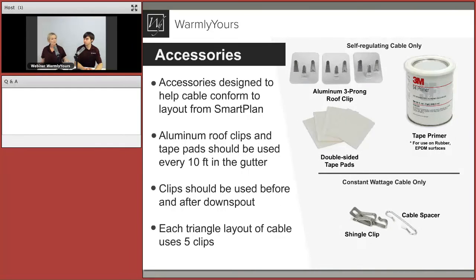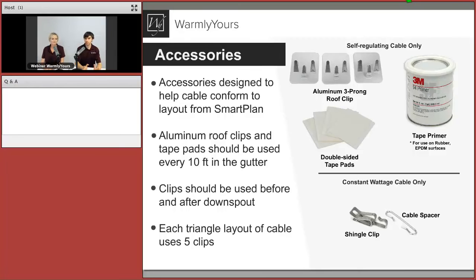So those are the cables, and then you actually have to get those adhered to the roof. So we've broken this down into self-regulating at the top and then the constant wattage at the bottom. So for self-regulating, clearly the roof has to be dry. It has to be somewhat warm, warm conditions outside. And then from there, where do we start? We've got the cable in hand.